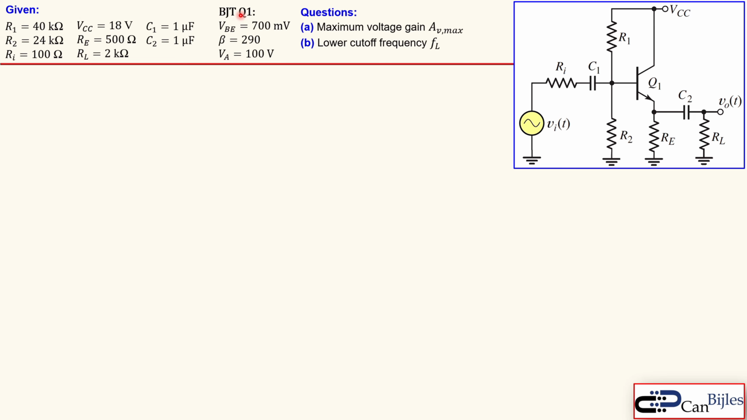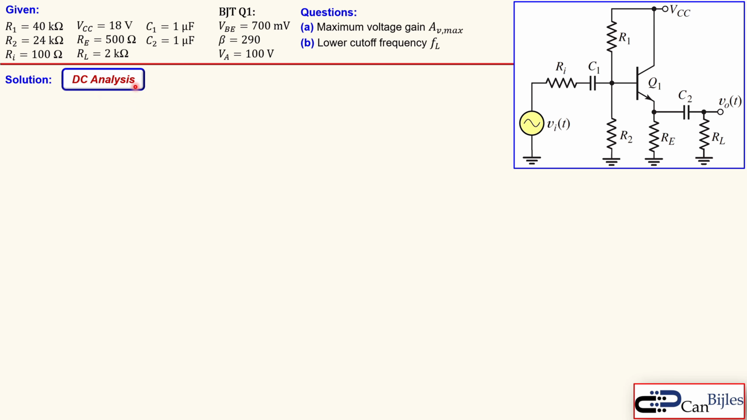We have the BJT Q1 here. It has the following specifications. The base emitter voltage is 700 millivolts. The beta for this BJT is 290, and we have the early voltage which is 100 volts. So that is also another effect of this transistor we will discuss in more detail in this example. We would like to determine the following: maximum voltage gain and the lower cutoff frequency for this circuit. So let's see how we can work out the solutions for this example.